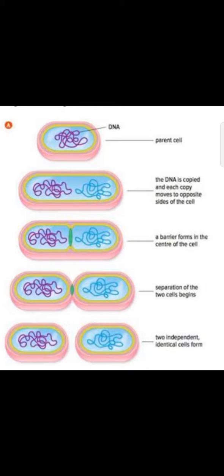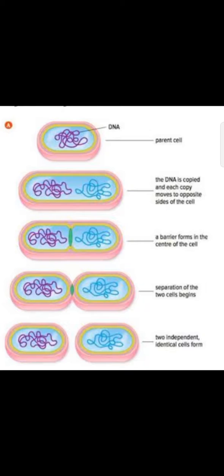The transverse wall thus formed splits the parent bacterial cell into two equal daughter cells. These newly formed equal daughter cells grow in size and behave as new bacterial cells.